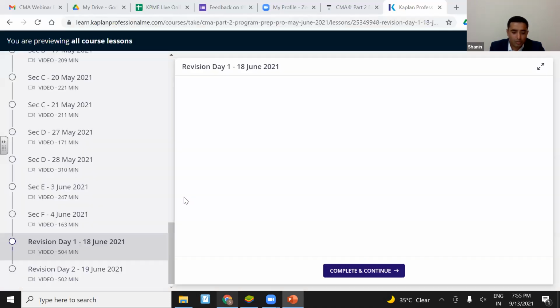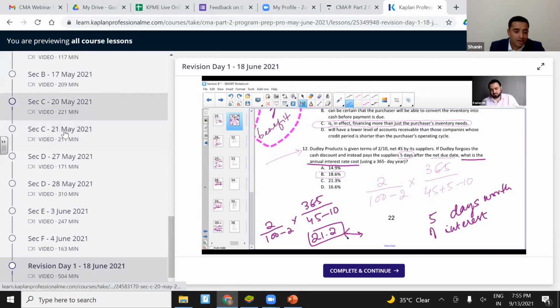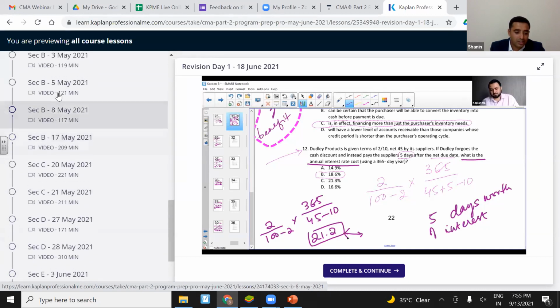How many sessions a week? So we generally have 2 sessions a week, right? On an average, there will be 2 sessions a week. If you see here, 20, 21, then 27, 28, third and fourth, 8, 17, 5 and 8. So on an average, there will be about 2 sessions a week. Okay.